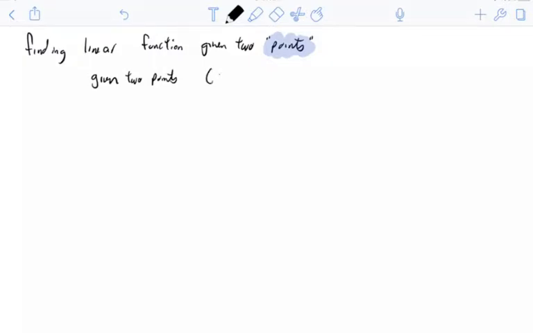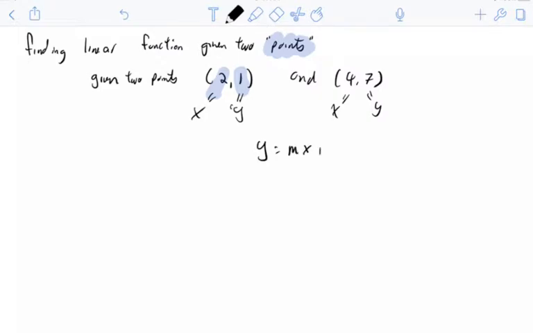Let's say 2, 1, and 4, 7. What are these? These are pairs of inputs and outputs. When x is equal to 2, y is equal to 1. When x is equal to 4, y is equal to 7. And the question here is, find the equation that satisfies both of these. So we want to figure out what our 2 numbers are, so that if I plug in this value of x, you get out this value of y. Same thing for the other one.